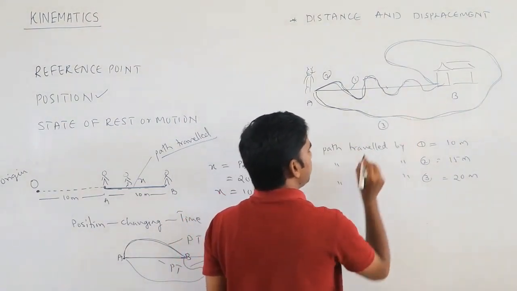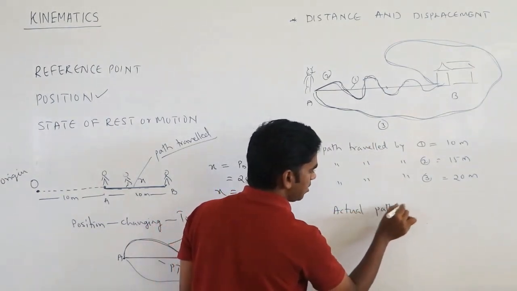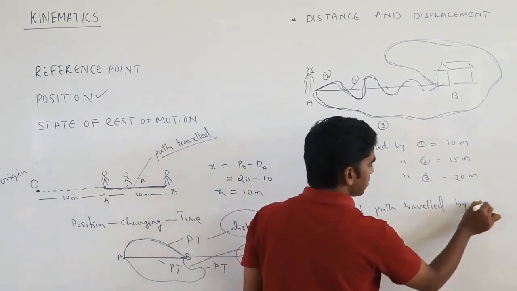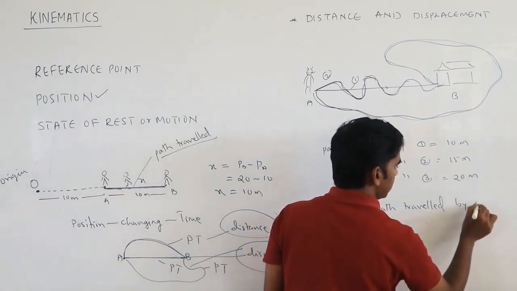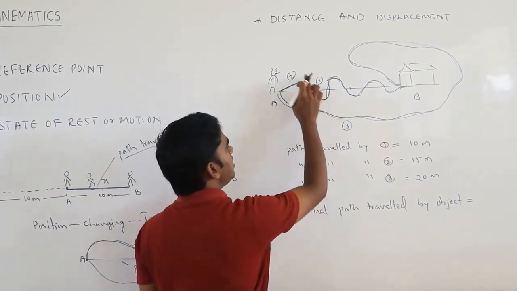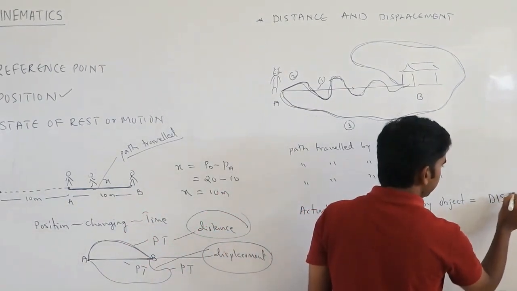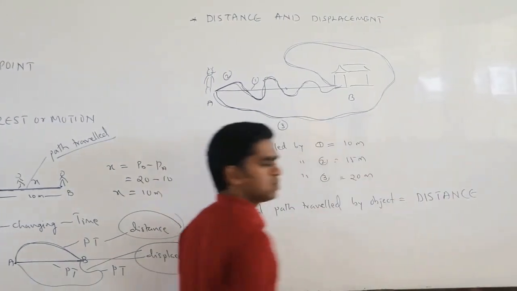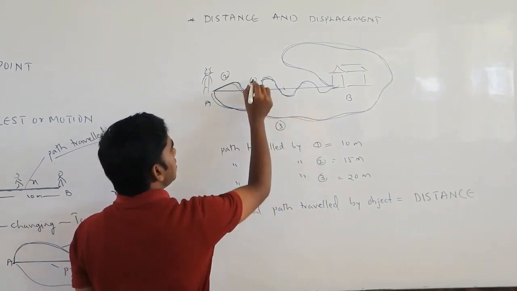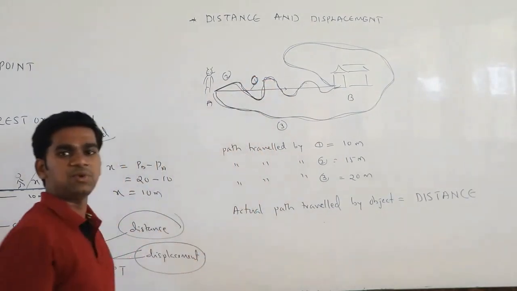The actual path traveled by a person or object, it may be 1 or 2 or 3, that is called as distance. Then, what is the difference between 1, 2 and 3? Paths 2 and 3 are some different distances. How is the first one different from 2 and 3?